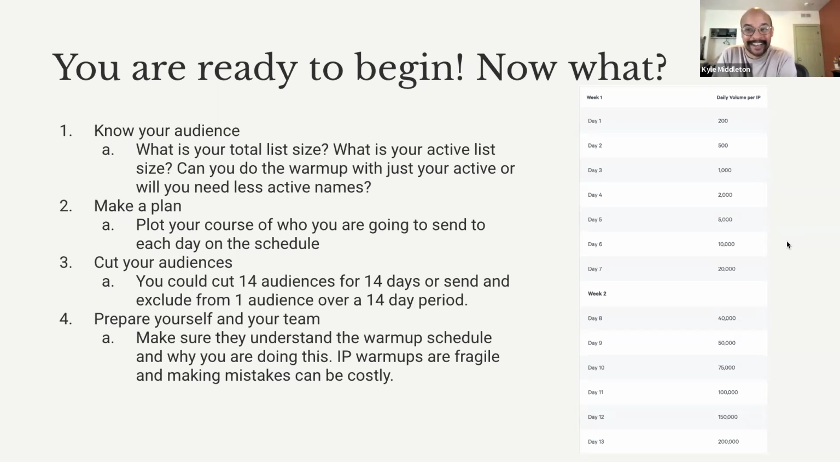You're also going to need to make a plan. You can kind of get away with doing this without having a plan written down, but I would highly recommend that you plot out a course of who you're going to send to each day on a schedule. And that gets to how you want to cut down your audiences, part of making your plan.